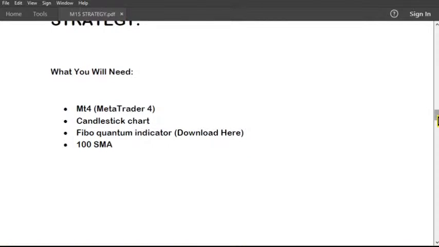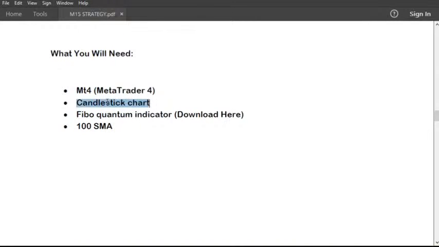Okay, so this is what you will need in order to make the strategy work. You're gonna need MetaTrader 4 in order to have this working. You can use a candlestick chart with this. It's not really that important, but since the bulk of traders are using candlestick charts, I think that we should stick with the candlestick charts.